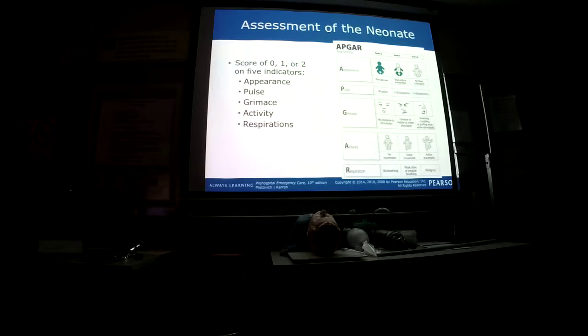And then pulse: if there's no pulse, they get a score of 0. A score of 1 is below 100 beats per minute. So again, you have to really know the normal ranges of pulse for a baby.